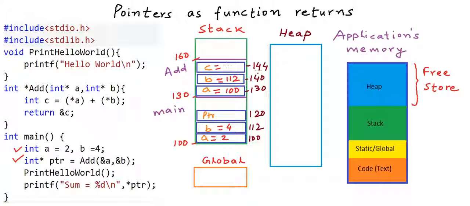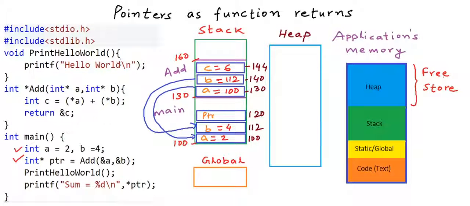Now c is calculated as asterisk a plus asterisk b. A is pointing to this location and b is pointing to this location. Asterisk a is the value at the address stored in a, and asterisk b is the value at the address stored in b. So this c will be 6 here. These two values will be added.